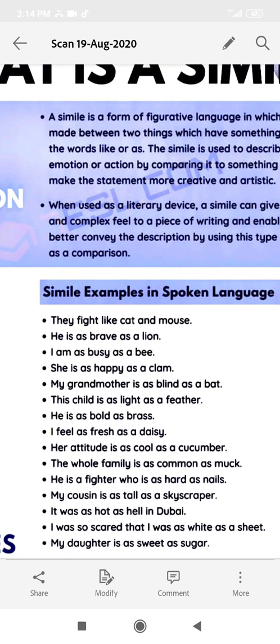Okay, let's see the next example. If I said Neha is as beautiful as a rose. Then it is comparison between Neha and rose, and for the comparison I used the word as.